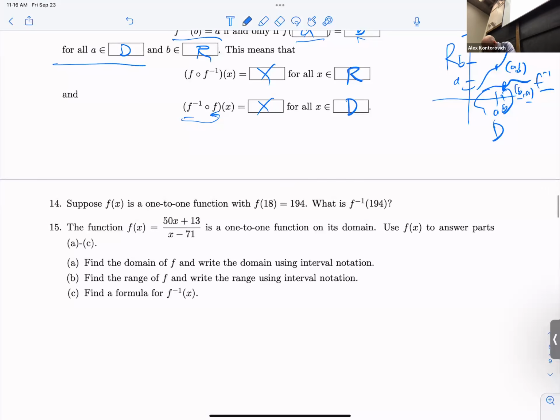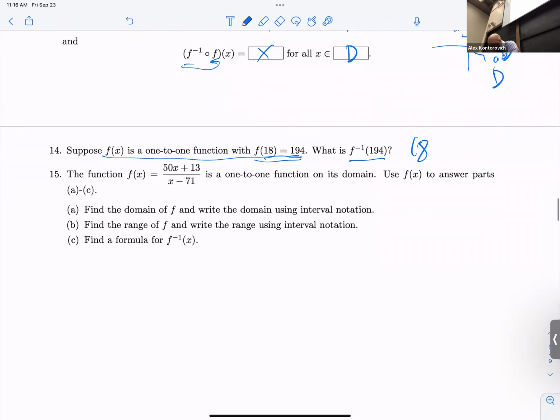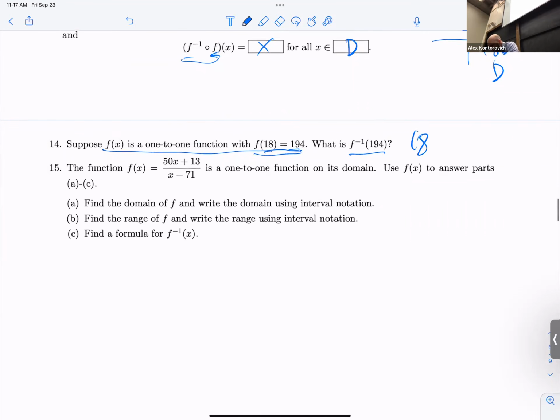Okay, suppose f is a 1-to-1 function that takes the value of 194 at 18. What's f inverse of 194? 18. Beauty. Next. The function is 1-to-1 in its domain. I'll take your word for it. Find the domain and write the domain using interval notation.